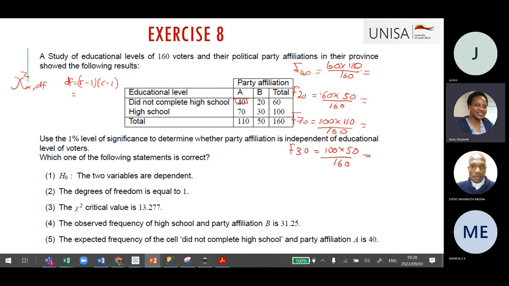The next one is to find the degrees of freedom. So how many rows? There are 2, minus 1. How many columns? There are 2 columns, minus 1, which means the degrees of freedom is 1. Then you should be able to answer any of these questions asked here. So let's see if we are able to answer the questions.